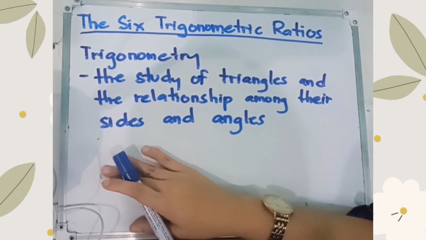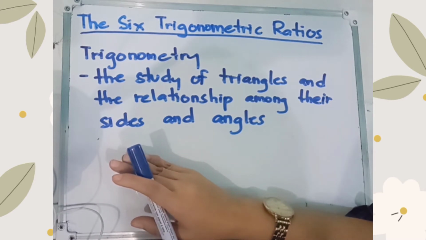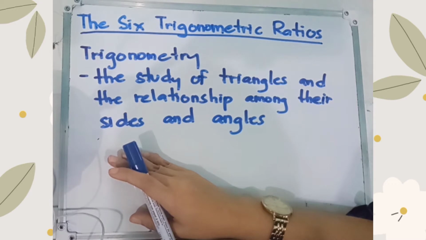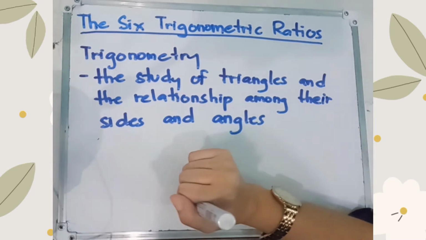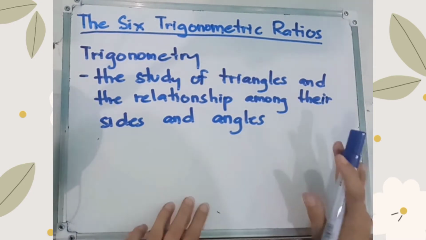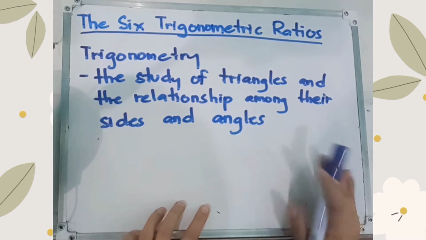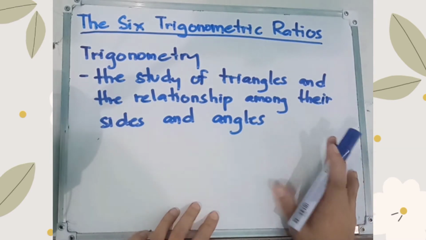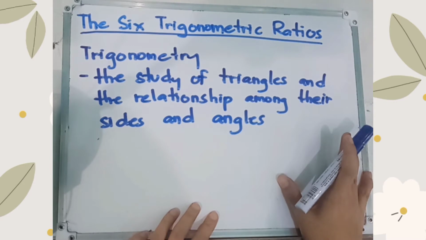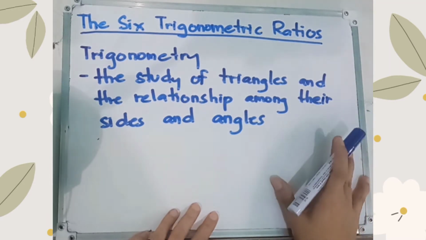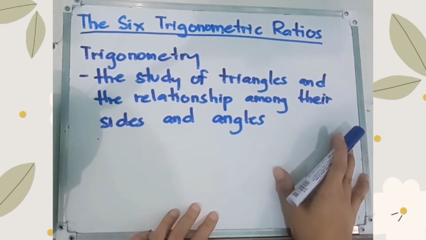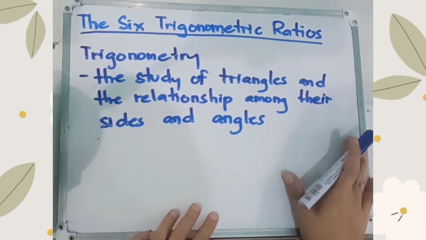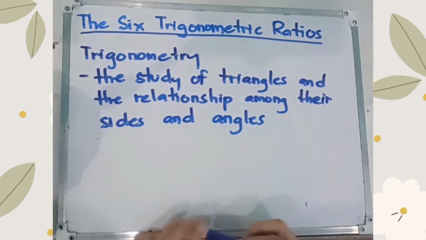Also, if you can still remember, I think you also had trigonometry during your junior high school years when you were in grade 9. So, most probably, you're already familiar with this topic. But nevertheless, let me try to review with you some basic concepts regarding trigonometry, starting with the six trigonometric ratios. By definition, trigonometry is the study of triangles and their relationship among their sides and angles.